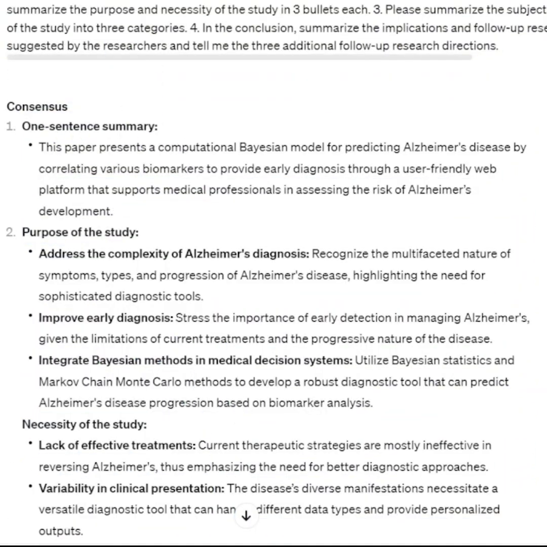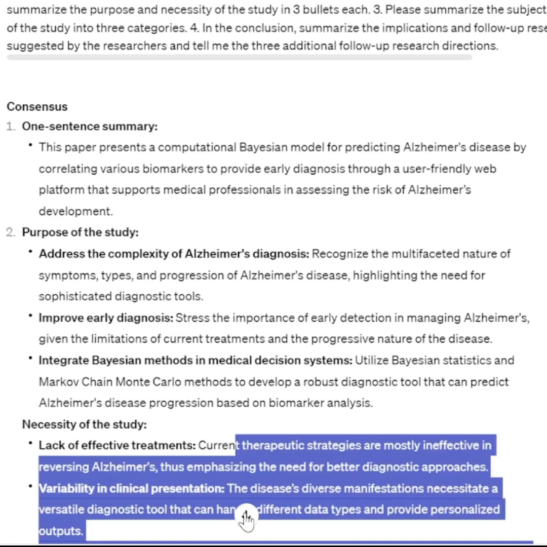One-sentence summary: this paper presents a computational Bayesian model for predicting Alzheimer's disease by correlating various biomarkers to provide early diagnosis through a user-friendly web platform that supports medical professionals in assessing the risk of Alzheimer's development.